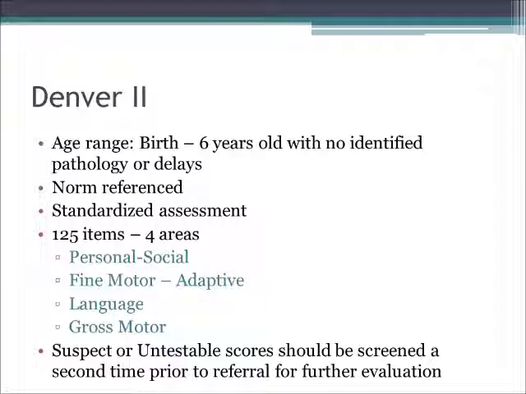The Denver 2 is a norm reference test, meaning that this test may help identify if a child is having a delay in one of these areas compared to the rest of the population. In the following videos, we will give you examples of what each of these sections include and what it looks like to perform with a child.